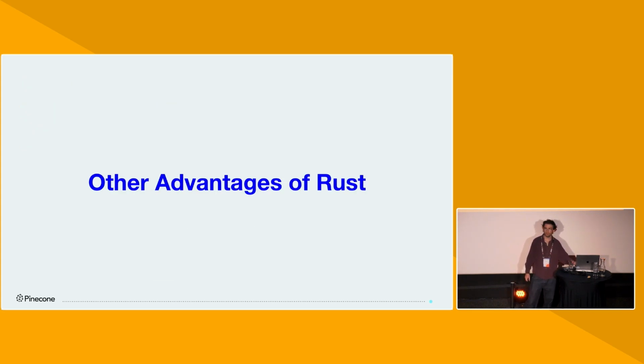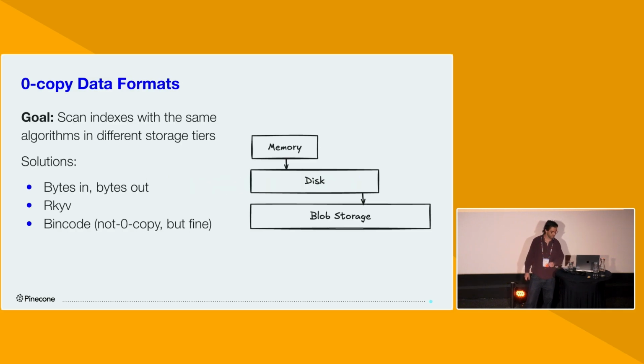I have just a few more minutes. I'll talk about some of the other things we love about Rust. Zerocopy data formats. This is another thing, of course, as a distributed database, we have data in blob storage, we have data in disk, then we load it in memory and do the scans. We don't want to pay the cost of serialization and deserialization. Zerocopy is super easy in Rust. I don't know if you all have heard of Archive. We use this a little bit, but we also just use raw bytes in and out because it's an easy way to represent data.